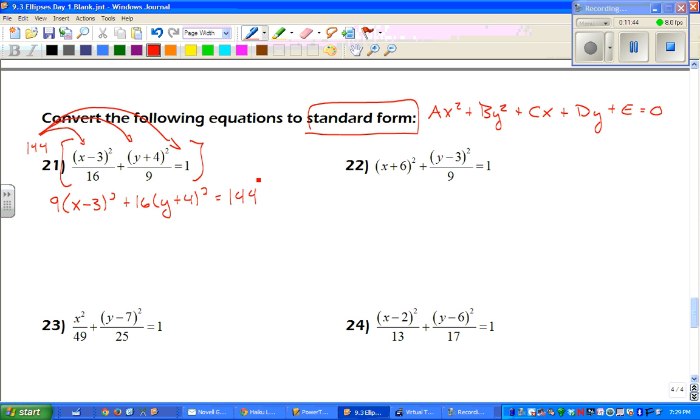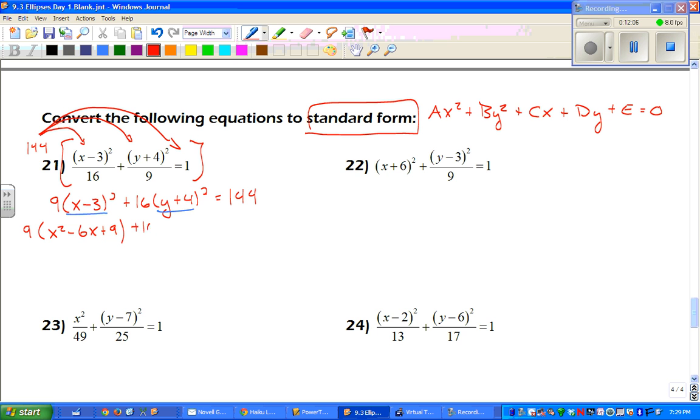Now just make sure after you get this stage, you do it in the right order. So the next stage would be to actually distribute or FOIL out the parentheses. So the first one, I have a 9 on the outside. When you do x minus 3 times x minus 3, you get x squared minus 6x plus 9.